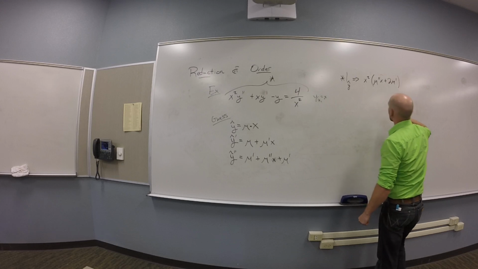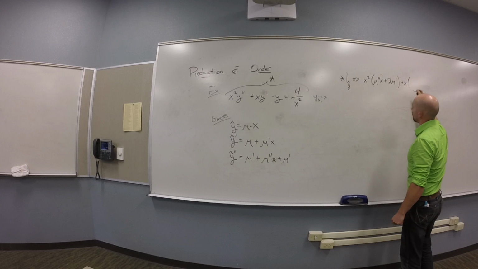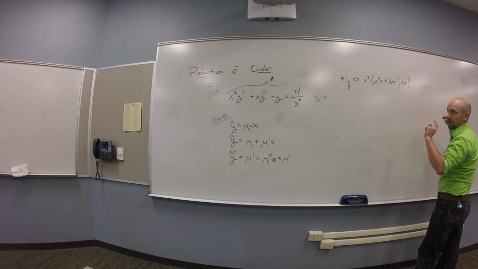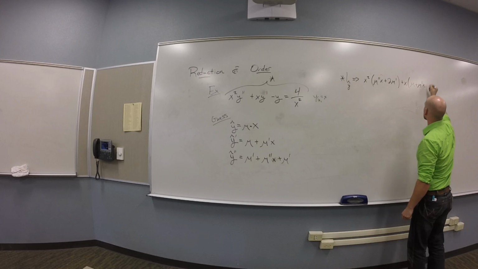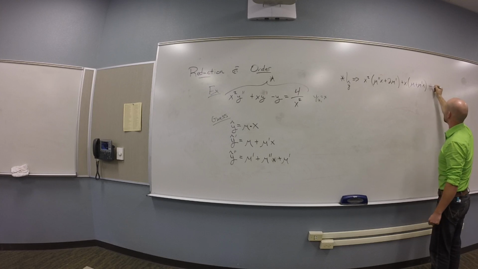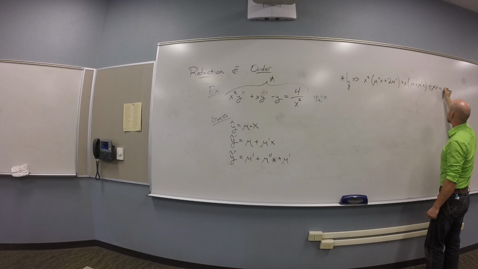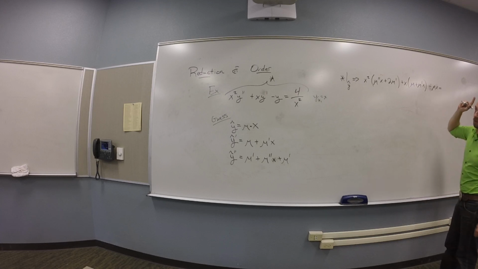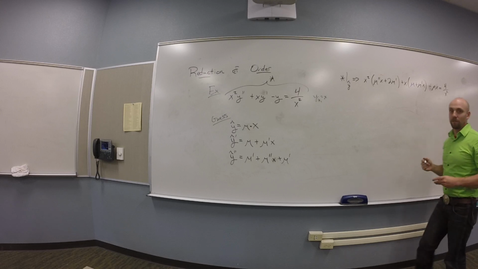And then I've got a plus x times mu plus mu prime x. And then to that I should subtract mu x. And this is all supposed to equal 4 over x squared.